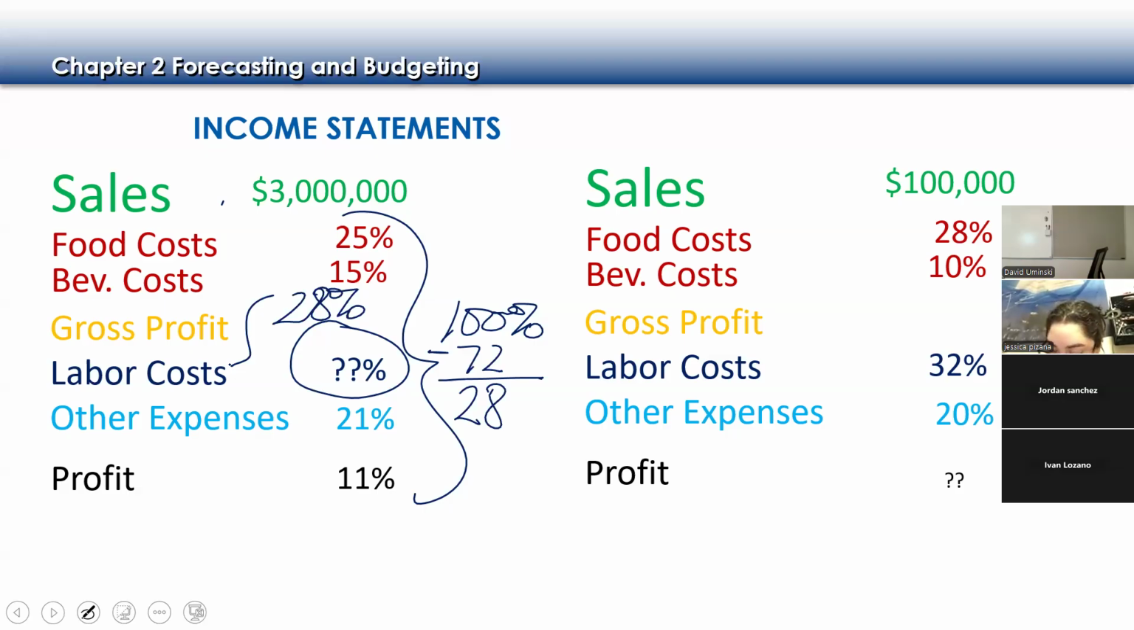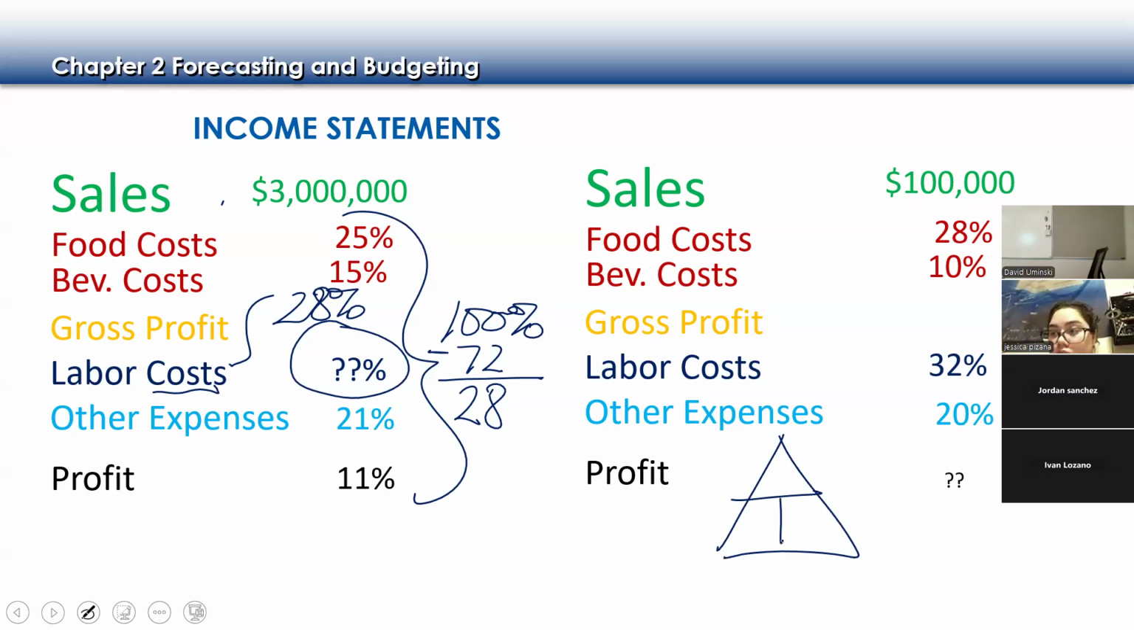What tool can I use to figure out a dollar amount for my labor costs? Say it loud and proud. 3,000,000. I have sales, right? And I have a percentage. I'm missing cost. So what tool am I going to use? The triangle tool, right?